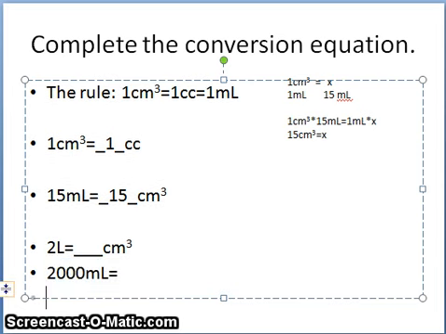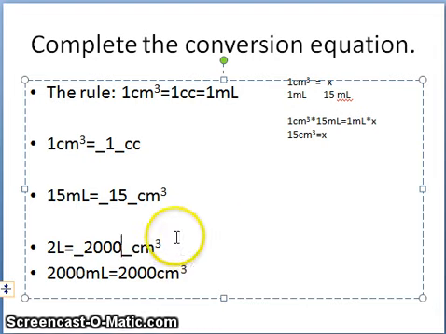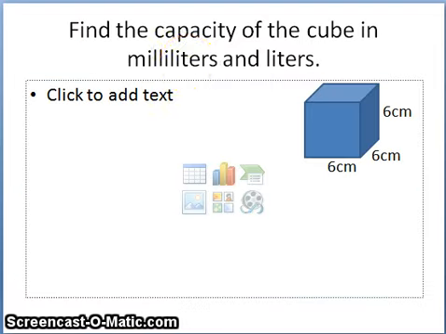There we go. So if 2 liters is 2,000 milliliters, then 2,000 milliliters is how many cubic centimeters? Remember, each milliliter is equal to 1 cubic centimeter, so it's the same thing, just change the units on it. So it's 2,000 cubic centimeters because 2 liters is 2,000 milliliters. So that's what I would do. Okay.